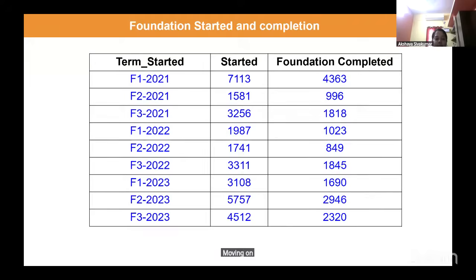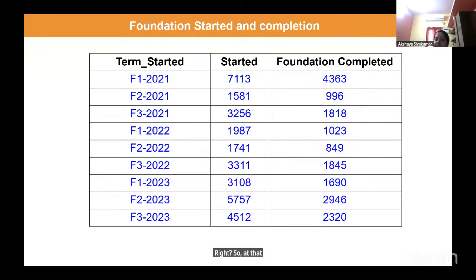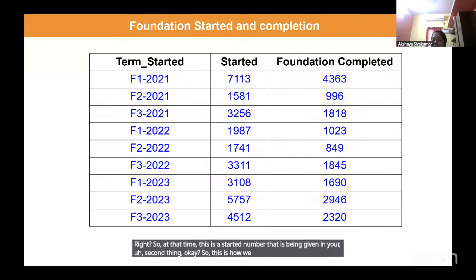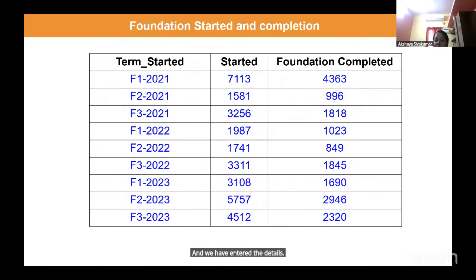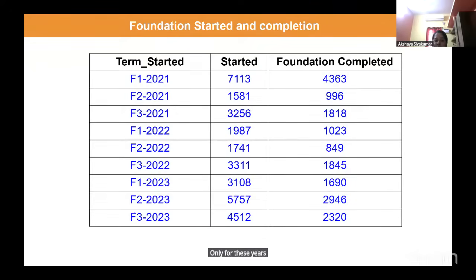Moving on. This is a very important slide, because here we have tabulated the foundation completed numbers. The program was started in Jan 2021, so at that time, this is the started number that is given in your second column. This is how we started the program, and the foundation completed students count is given here. We have entered the details till 2023. F3 2023 is nothing but September 2023. Why? Because these are the students who are now graduating from the BS program as of 2026. That is the reason we have put out only these years.